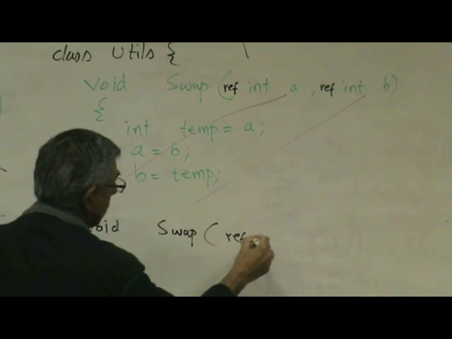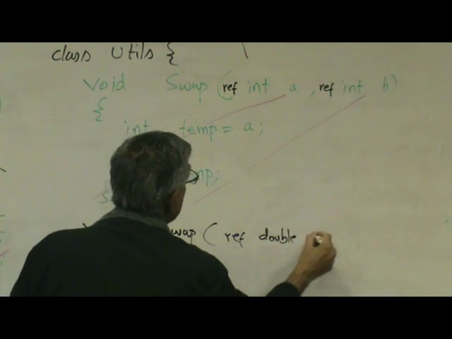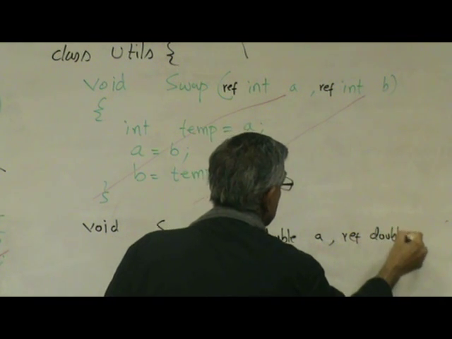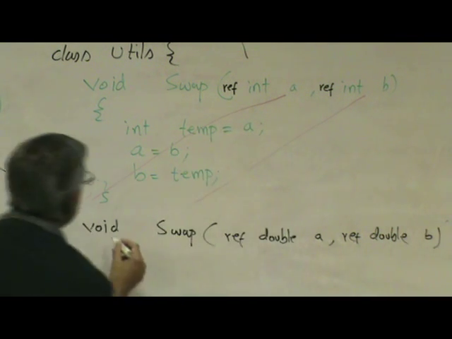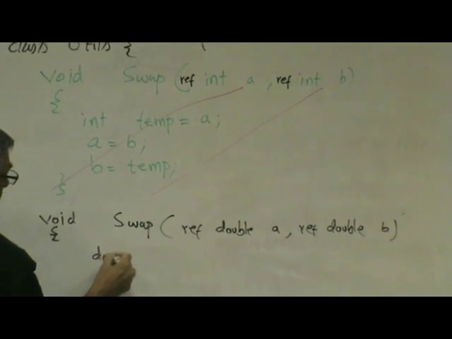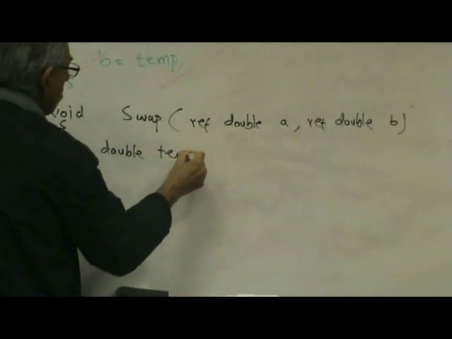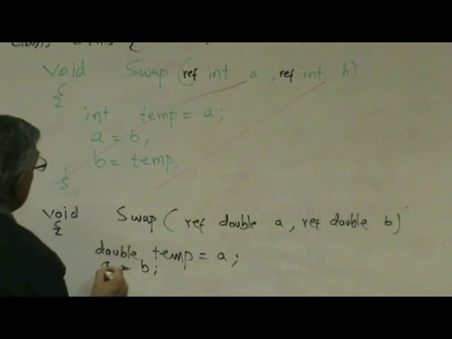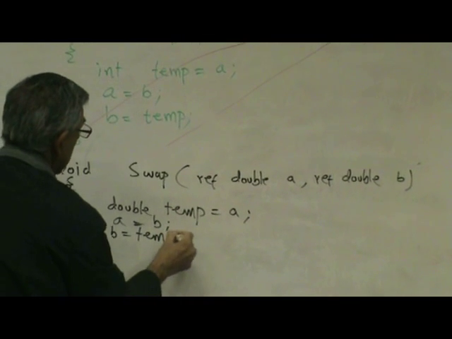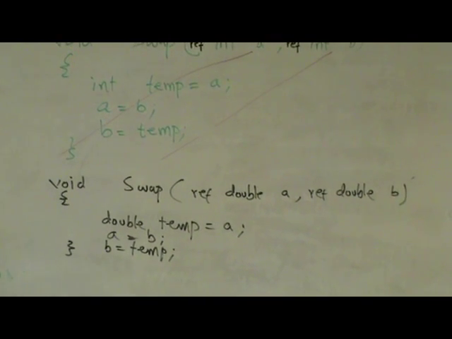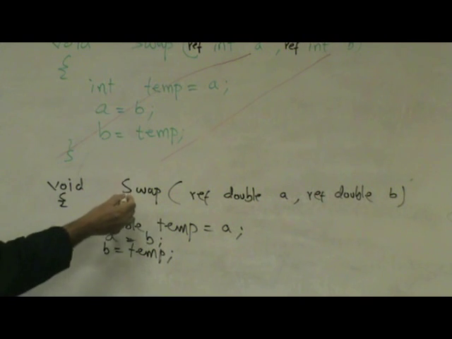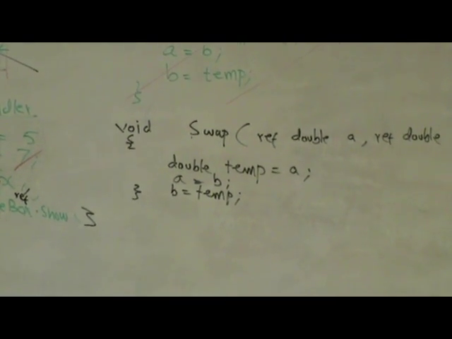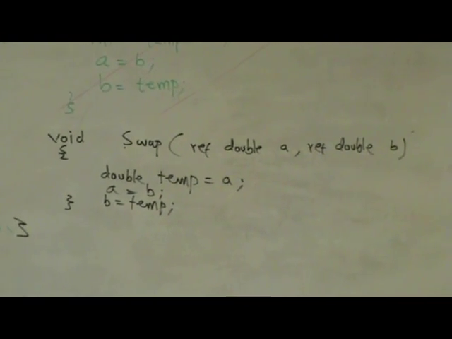And you will change this to what? Double. Let's say A, ref double B. And now what will you say? Double temp equal to A, A equal to B, and B equal to temp, right? First of all, can we have two methods, both called swap, in a class? What's that called? Overloading, right?